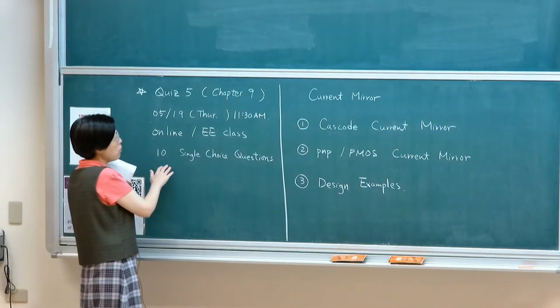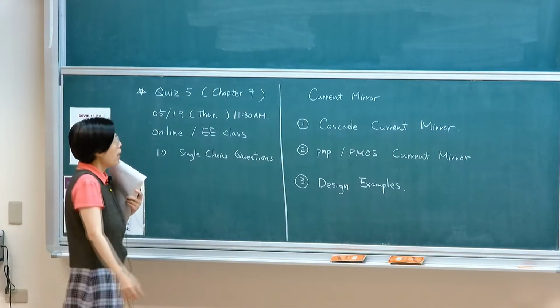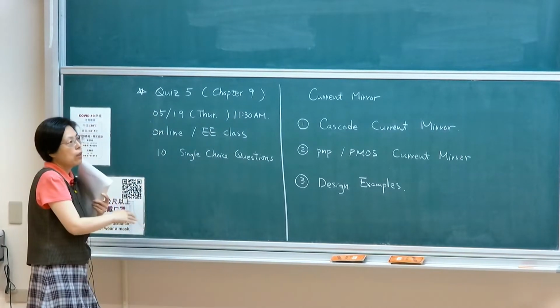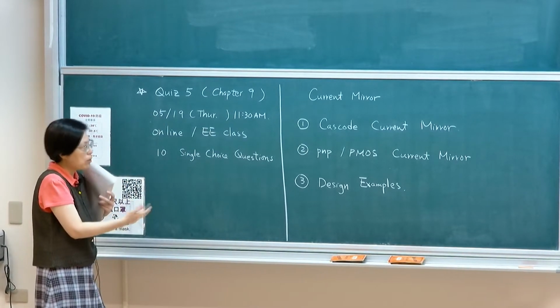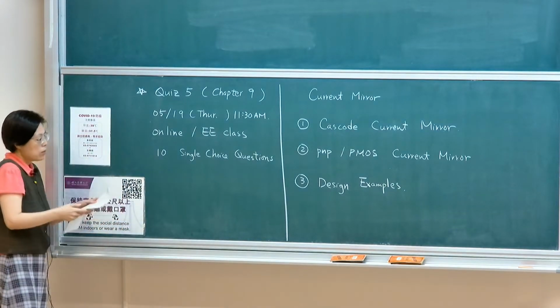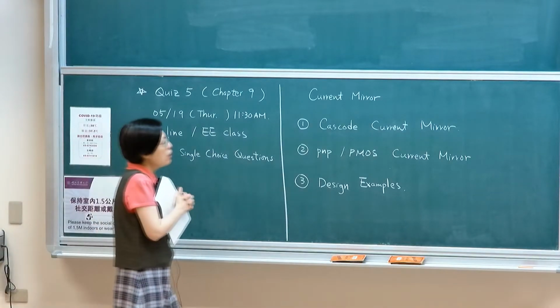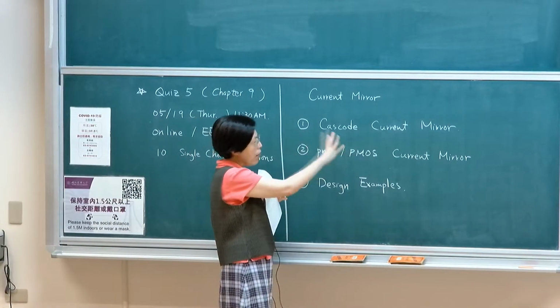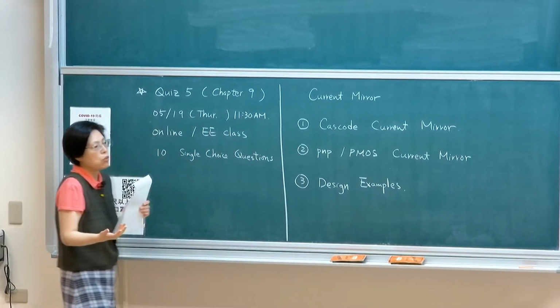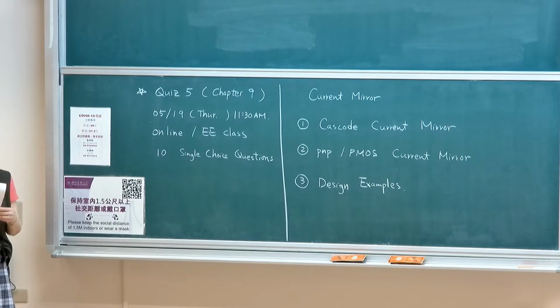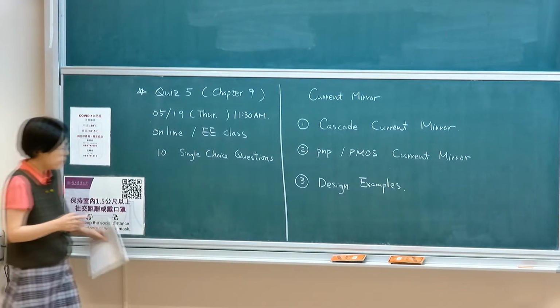It will be 10 single choice questions, okay? And covering Chapter 9, meaning cascode amplifier, cascode structures and current mirrors. Today, the plan is that I'm going to spend an hour on current mirror, and then the next hour I'm going to start the discussion on Chapter 10, which is the differential pair.